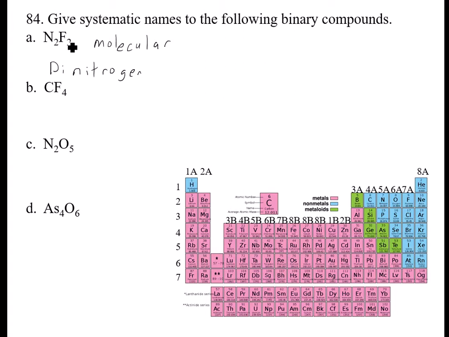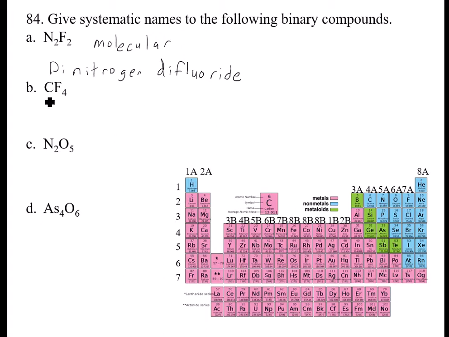Okay, and then the prefix again is 2, so di. And then this is fluorine, so fluorine becomes fluoride. And it's spelled F-L-U-O-R-I-D-E, but again, I'm not going to count off for spelling. Most people want to reverse the O and the U to make it fluoride.